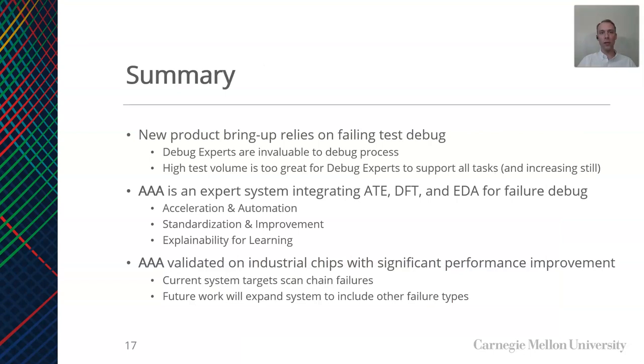To summarize, new product bring-up requires debug of a failing test, which is greatly aided by debug experts. But the significant and increasing test volume makes it so that debug experts cannot support all ongoing activities. To address this, AAA is an expert system for failure debug that integrates ATE, DFT, and EDA diagnosis. It offers multiple potential benefits to the debug and bring-up process. This work has been validated on scan chain failures from an industrial design, and future work plans to expand the system to address other types of failures.